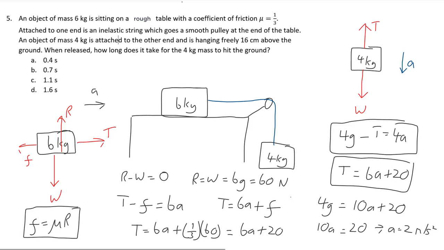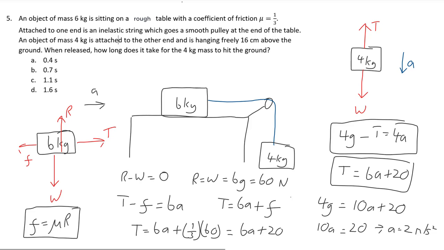If you recall from our previous question, we got that a is equal to 4 meters per second squared. Hopefully getting a smaller number makes sense to you. Because there is friction now, this system of objects will move slower. They will accelerate slower. However, we are still not done. We have found the acceleration, but the question is asking us to find the time it takes for the 4 kilogram mass to hit the ground.